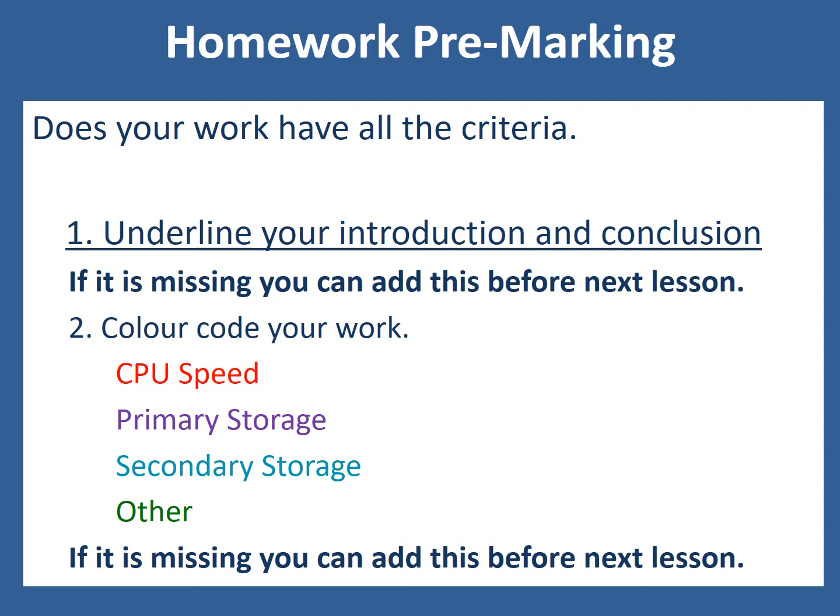I want you to colour code your work so that you can check you've got all the essential elements. Please highlight CPU speed, primary storage, secondary storage and other in different colours. Again, if these are missing, you can add these before next lesson.